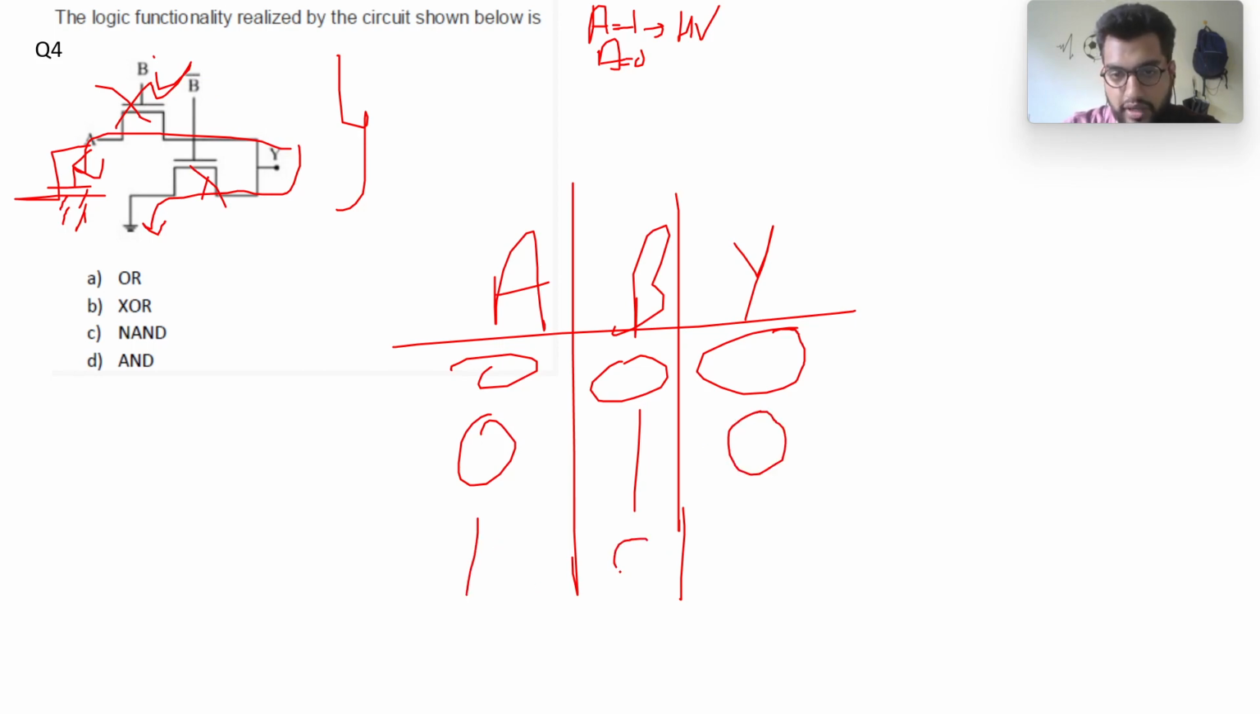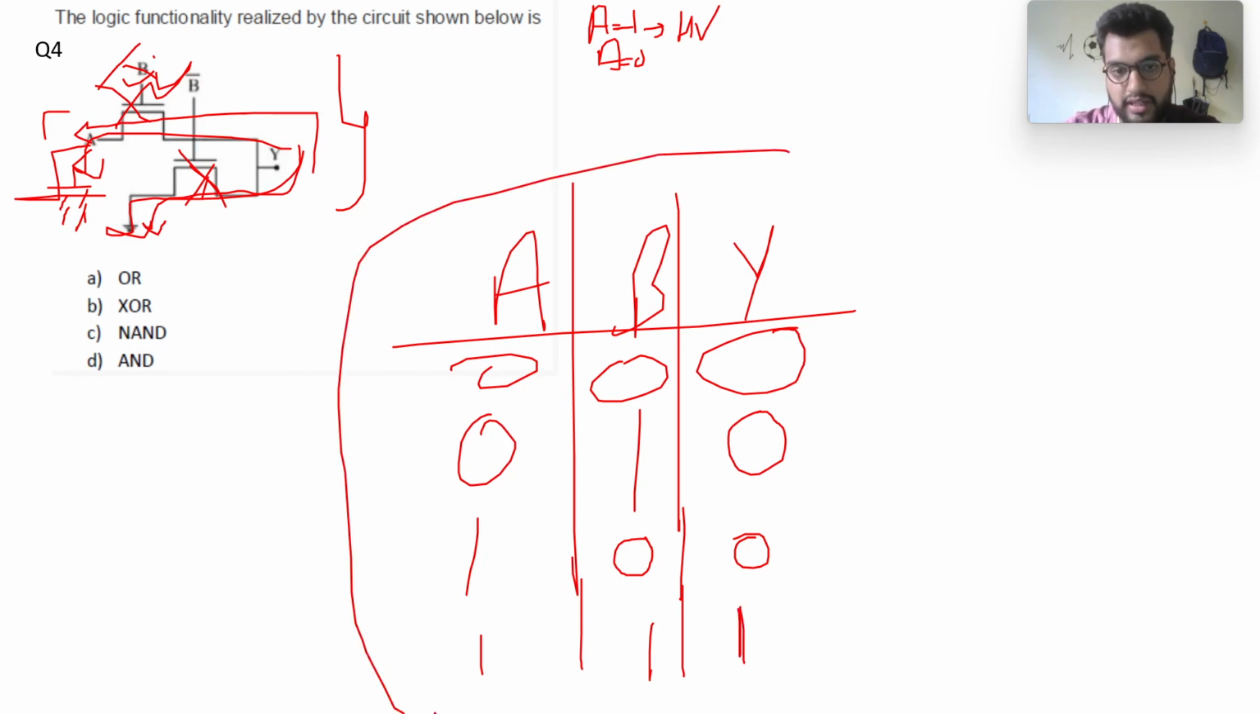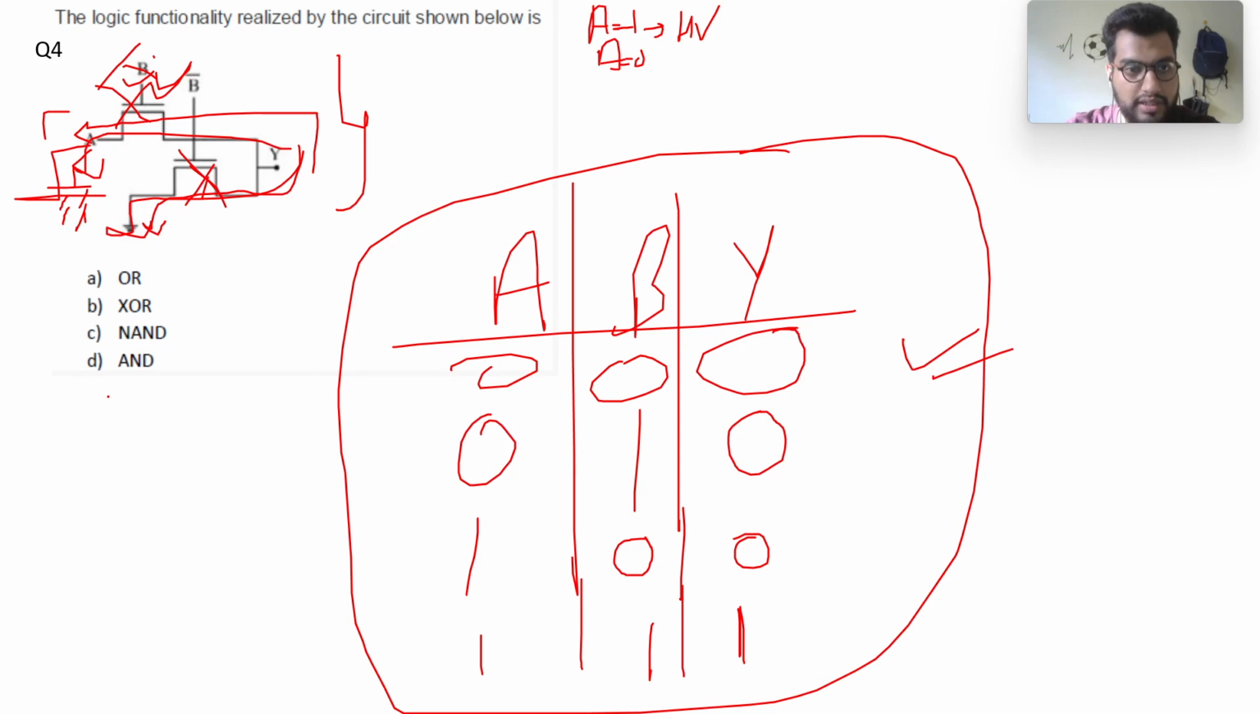Then A equal to 1, B equal to 0. So A is equal to 1, so here I have high voltage, B equal to 0, so this transistor is off. And B bar is equal to 1, so Y will be connected to ground via this transistor, so it will again be equal to 0. Then A equal to 1, B equal to 1, this transistor will be on. B bar equal to 0, this transistor will be off. So Y will be connected to A, that is a high voltage, so it will be 1. So the functionality realized by the circuit, as you can see from the truth table, is an AND gate, where my output is only 1 when both of the inputs are high. For all other cases, it's low. So option D is my correct answer.